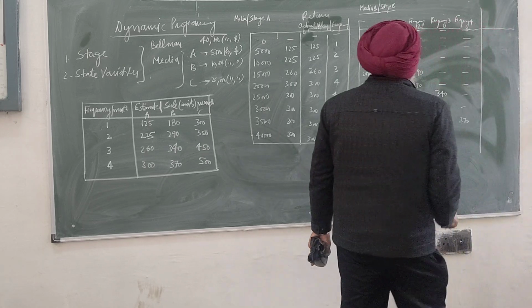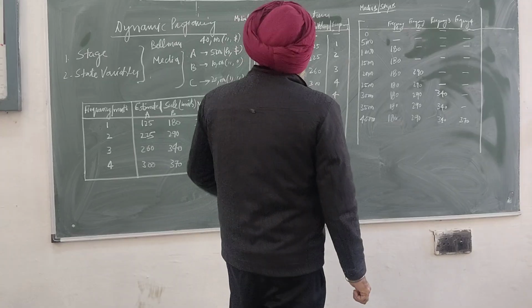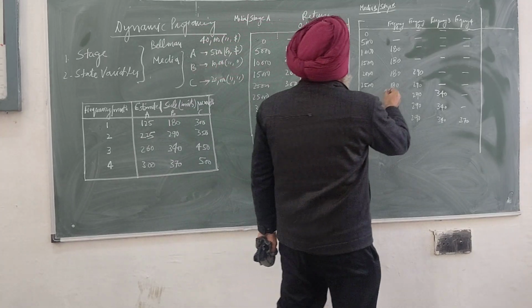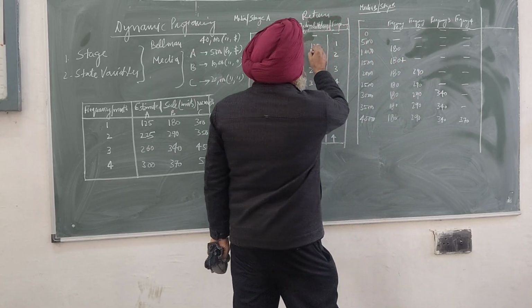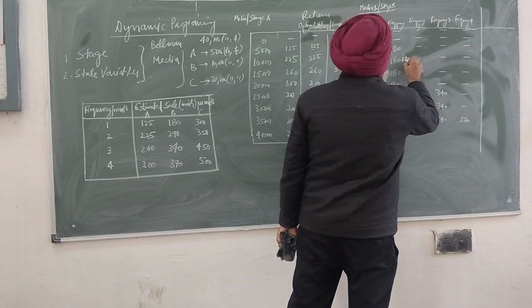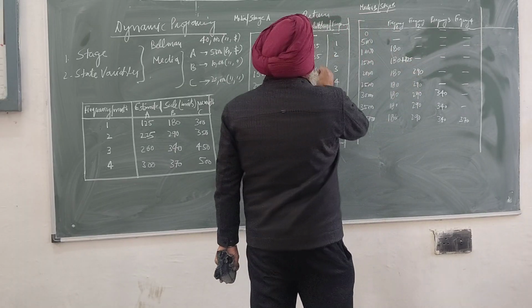Now, what we are going to do is go to the previous result. This is the stage 1 or the media A result. You got an optimal return of 125. If you look at this return value, this is 125. So, please add it.